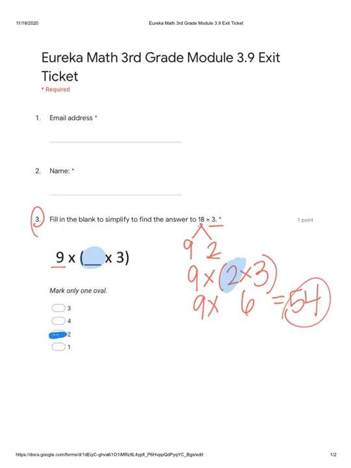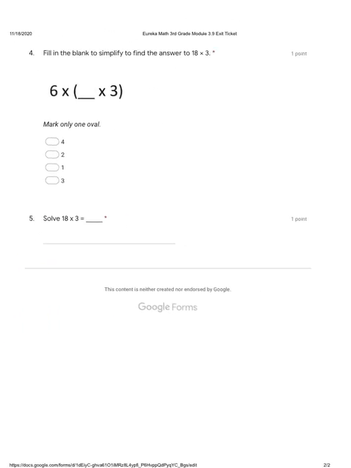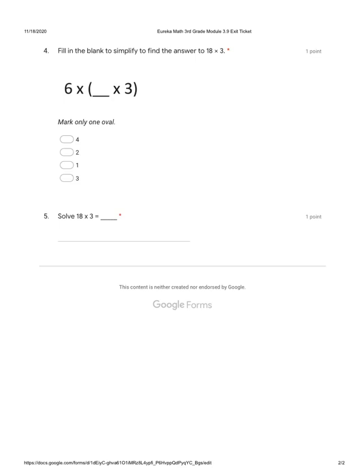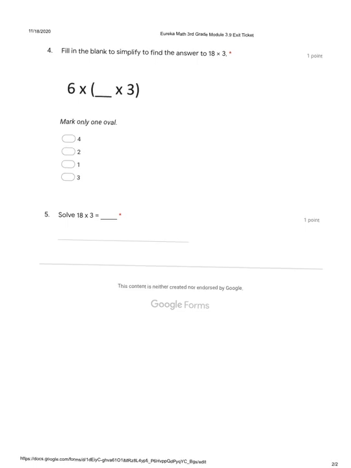All right, let's look at our next problem. It's number 4. Fill in the blank to simplify to find the answer to 18 times 3. So it's the same problem, we are just using different factors. So 18 is still too large. Let's break it down into 6.